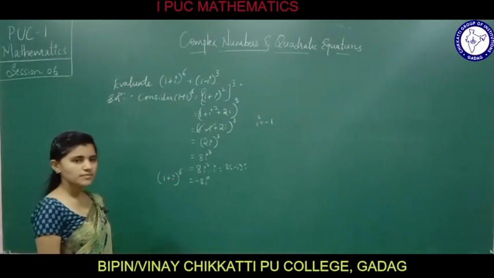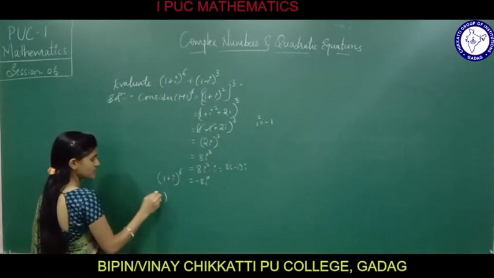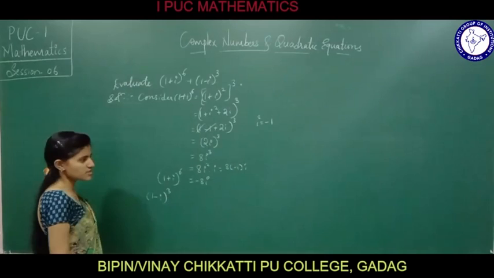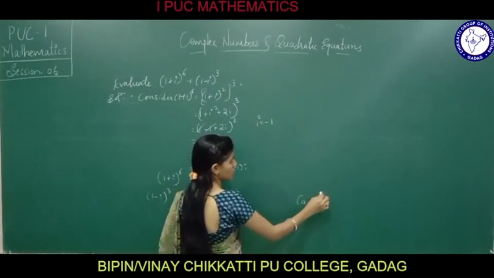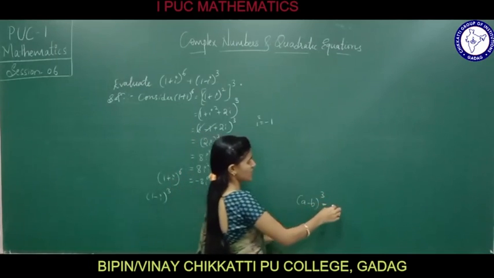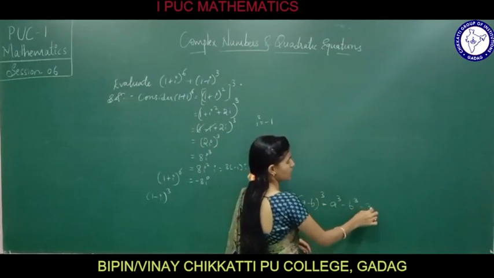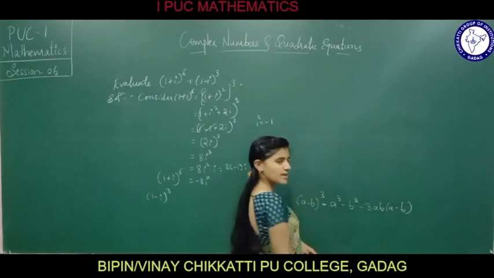But what about (1 − i)³? I have (1 − i) whole cube. We all know about (a − b) whole cube, right? We have (a − b)³ as a³ − b³ − 3ab(a − b), right?